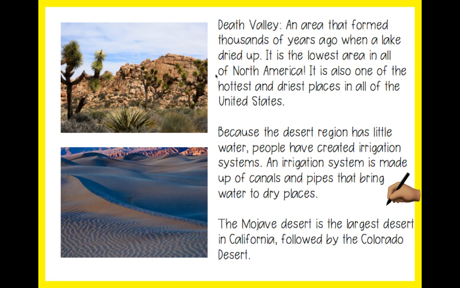And the Mojave Desert is the largest desert in California, followed by the Colorado Desert. So here we mentioned three different locations. We mentioned Death Valley, and we also mentioned the Mojave Desert and the Colorado Desert. But our main focus is Death Valley and Mojave Desert because these locations are located in California. And it's also very important that you guys take note of what is an irrigation system. Remember, an irrigation system is made up of canals and pipes that bring water to dry places. So they use these pipes to ensure the water is transported to these areas.